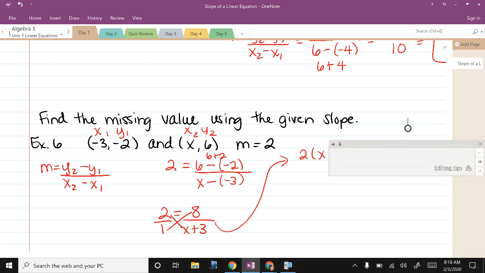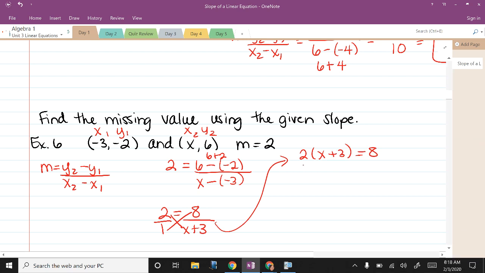What is this over here? I don't even know what you are. Go away. All right, so 2 times x is, 2 times 3, equals 8. Now it's a little 2-step equation. So what do I do now? Subtract 6. 2x equals 2. Divide by 2. And x equals 1.